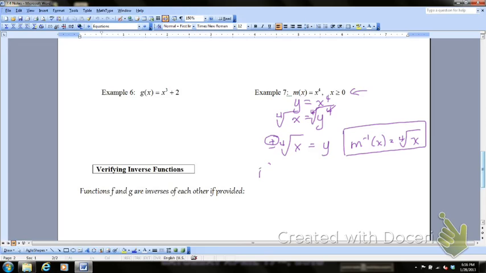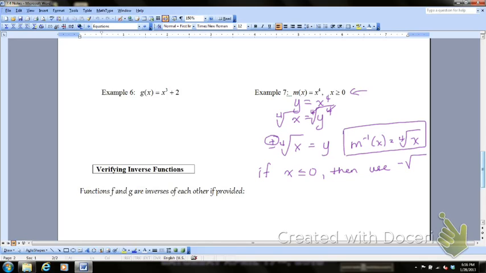Now, if the restriction had been x is less than or equal to 0, then we would use the negative roots, because that would mean that we want only negative values, and to get negative values we would have to have that negative symbol out in front.